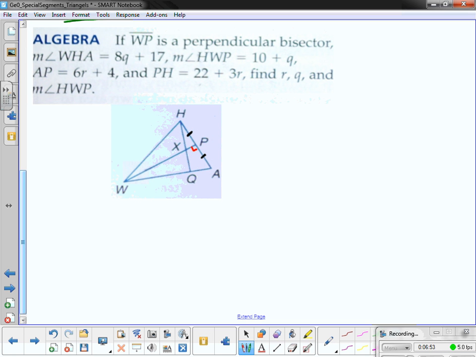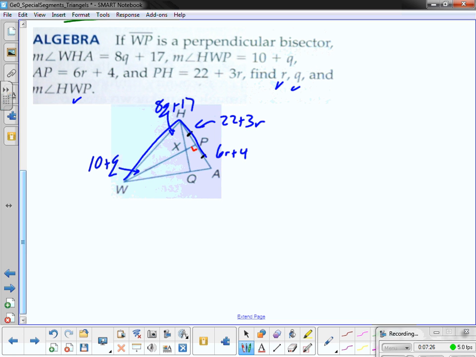Now, we're told that WHA, so this angle, is 8Q plus 17, and HWP, this angle right here, is 10 plus Q, and we're told that AP is 6R plus 4, and PH is 22 plus 3R. I'm supposed to find R, Q, and the measure of angle HWP.